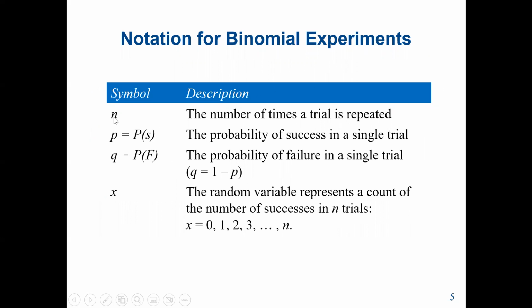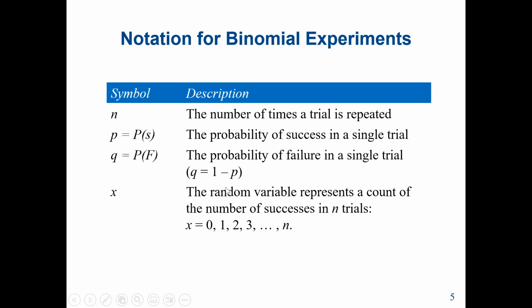Lowercase n will represent the number of times a try is repeated. And lowercase p will be the probability of success. Lowercase q will be the probability of failure, which normally will be 1 minus p.